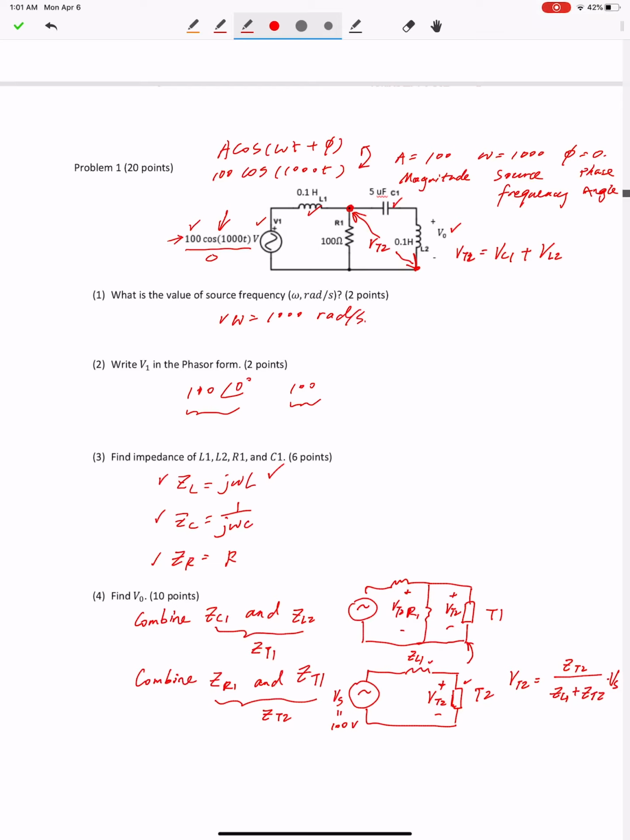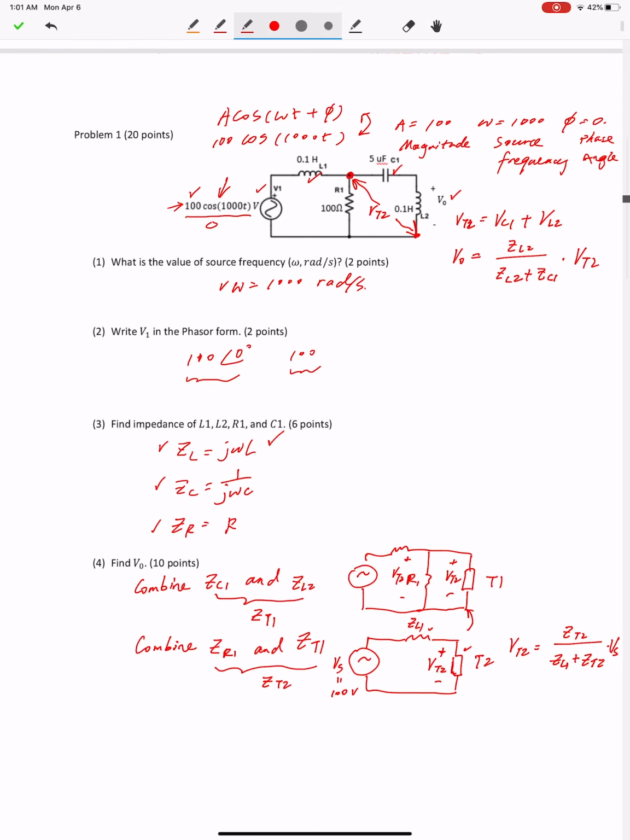Therefore, you can use the voltage division law to find V naught, right? V naught is going to be ZL2 divided by ZL2 plus ZC1 times VT2. Alright, so that's how we find V naught in this question. That's one method to solve this problem.